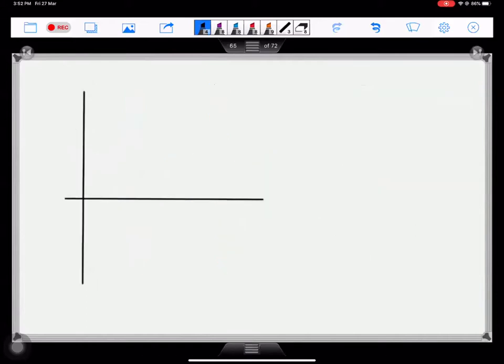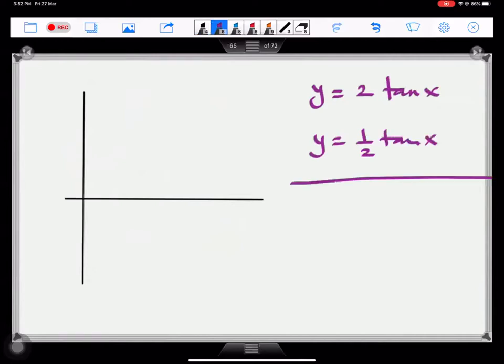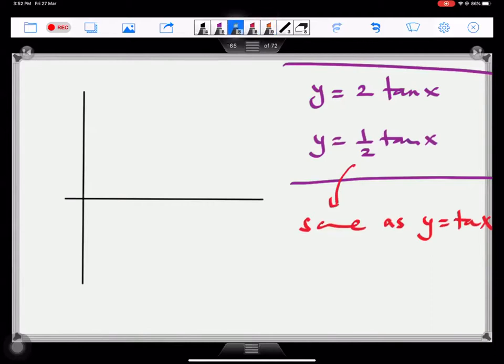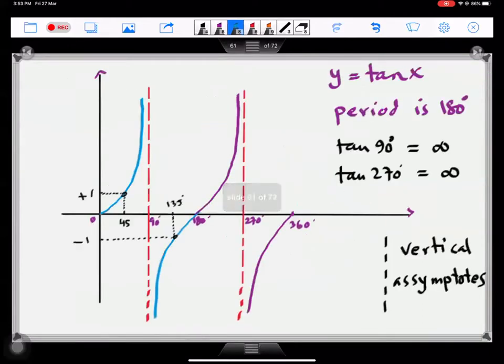What about y is equal to 2 tangent x, or y is equal to half tangent x? Can you draw these? It would be the same as y is equal to tangent x, except at 45 degrees, it would become 2. At 135 degrees, it would become minus 2, and so on. 45 degrees is the same thing as 225 degrees. 135 degrees is the same thing as 315 degrees. So that would continue, but overall, wherever you mark 1, that one would become k. Wherever you have marked minus 1, that would become minus k. Y is equal to k tangent x.